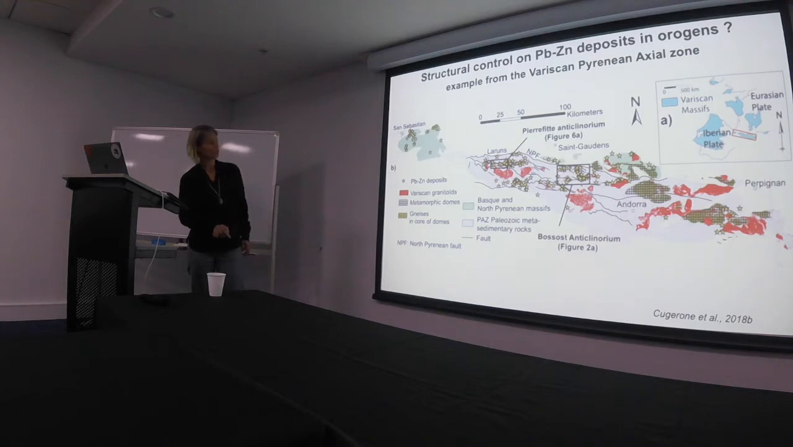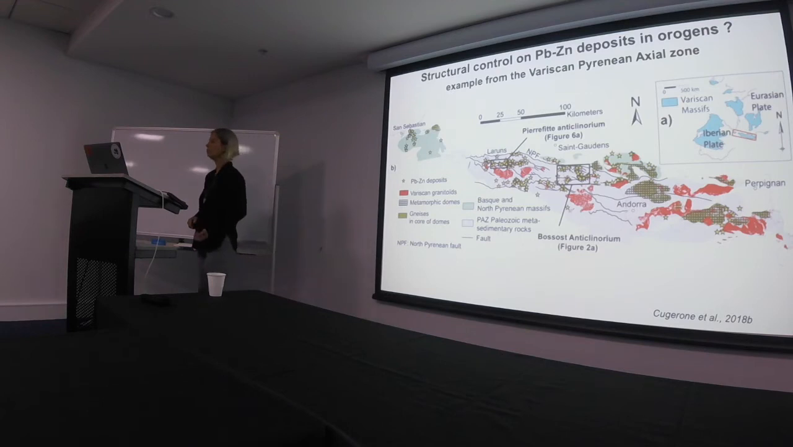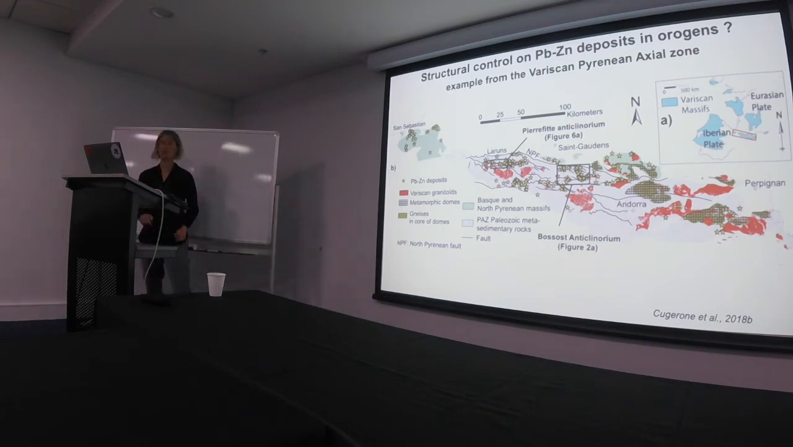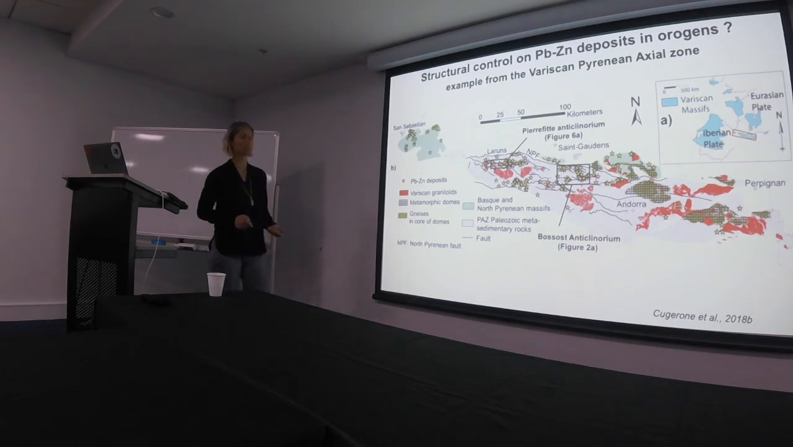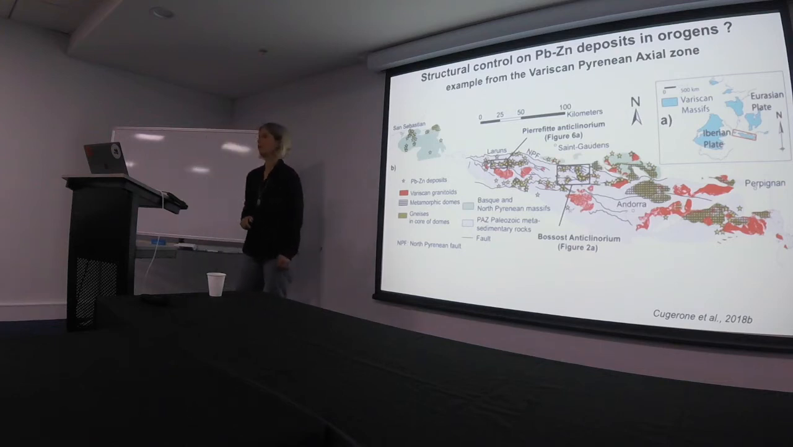In this map, which is a zoom on this Pyrenean axial zone, you can see that it is mostly made of gray Paleozoic metasedimentary rocks that are intruded by Variscan granitoids and metamorphic domes, so crystalline rocks. And all these yellow stars are historic lead-zinc deposits that have been exploited or not, but occurrences of lead-zinc that have been reported in the literature. And we will focus on some of these in the Bossost Anticlinorium, which is located in the central part of the Pyrenean axial zone.